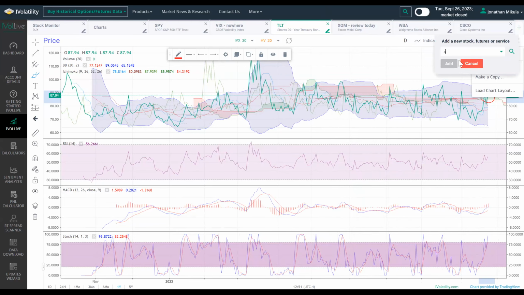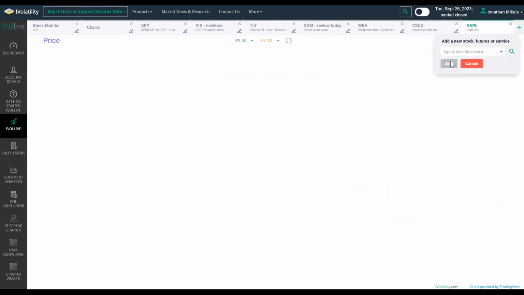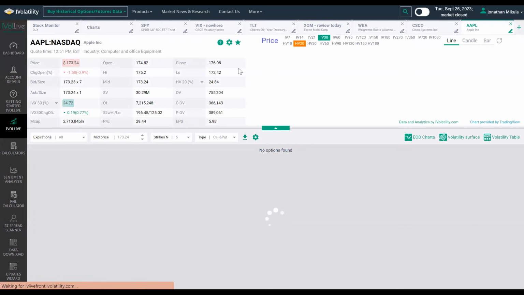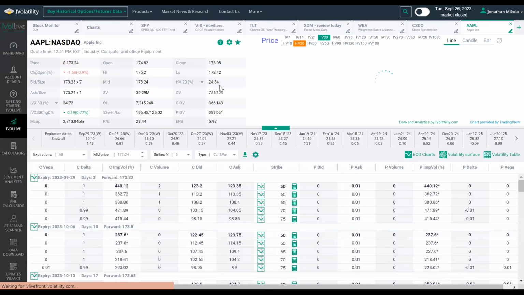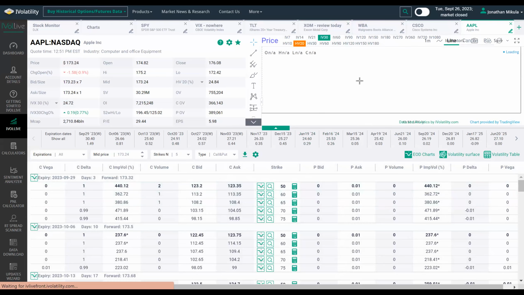And speaking of, since I know we have some very brand new people, all you would do to pull up a new name is you'd hit plus, type in the ticker, hit add, and voila, this will show up. You have fundamentals on the left, options chain down here, and then chart up here in the upper right. And again, this is the chart where we apply technicals, and this is the chart where we apply drawing tools.